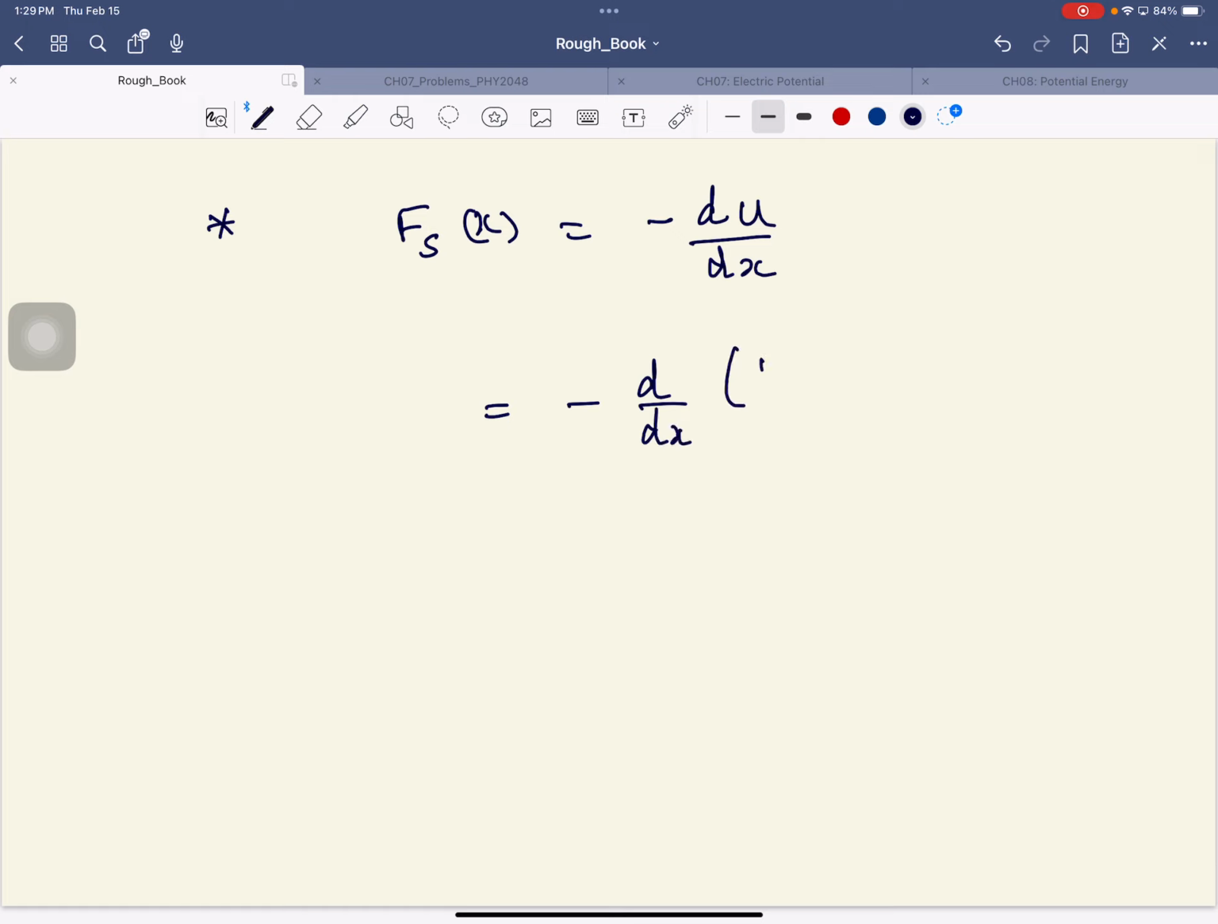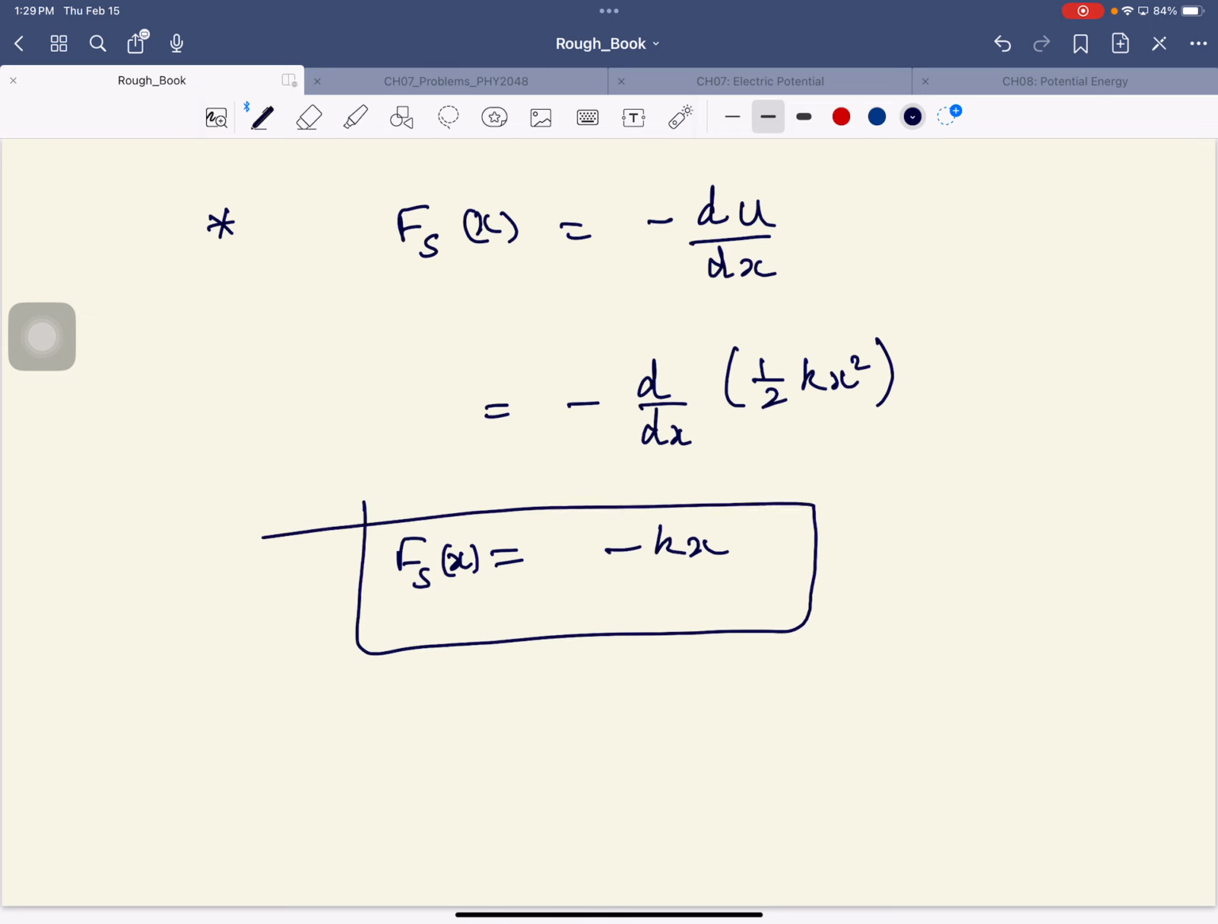What is the spring potential energy? Half kx squared. And the derivative of x squared is what? 2x. So that cancels with the half, and it becomes minus kx. And we know that that's the spring force. So this is a conservative force.